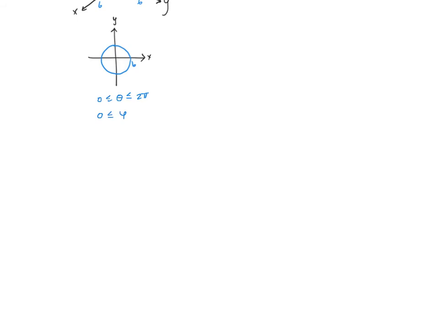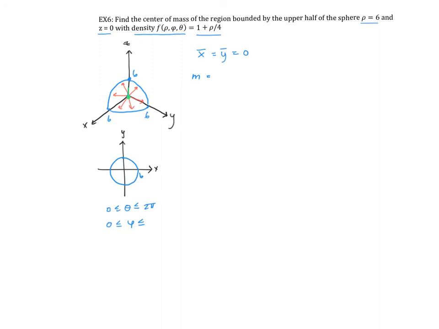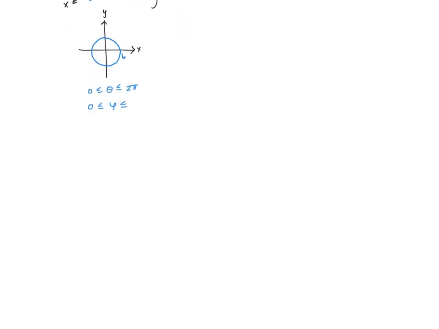Phi we have to be careful with because it's just the upper half of the sphere. Imagine taking our phi, which is the angle from the positive z-axis out, or down. So if we go down, we'll end up at phi equal to pi over 2. So 0 to pi over 2 for our phi values, and then rho is going to be from 0 to 6.